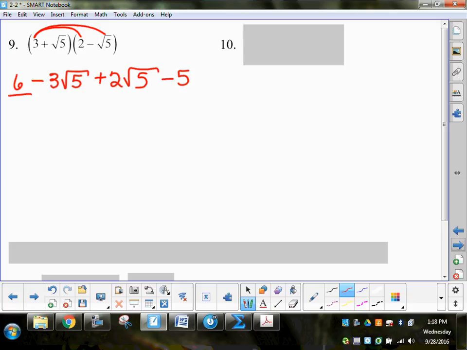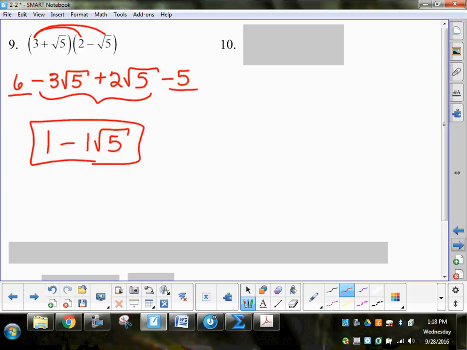You've got like terms here, here, and then these 2 in the middle. So put the outside ones for your constants first. What's 6 minus 5 going to give you? 1. And then what do you get when you put these together? Negative 3 root 5 and positive 2 root 5 is negative 1 root 5, or just negative root 5. Questions on that one?